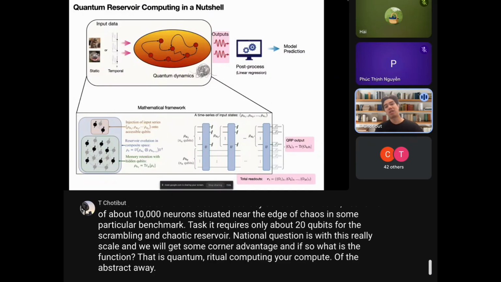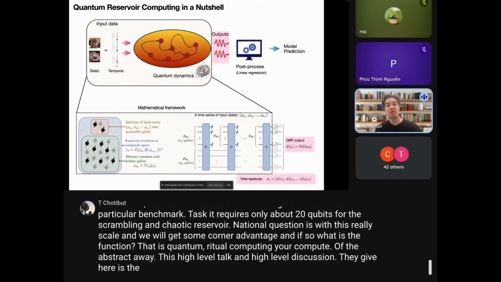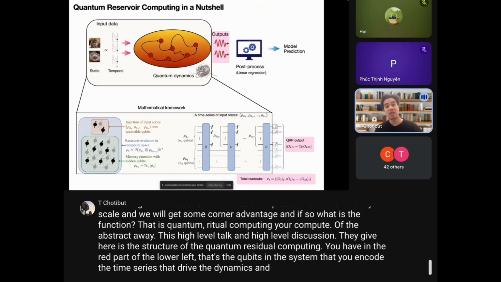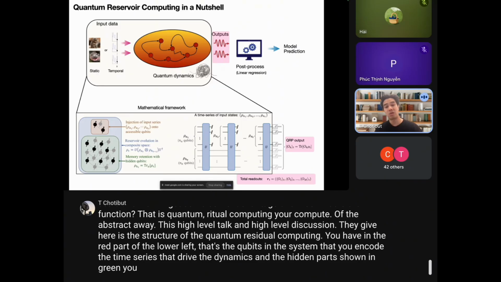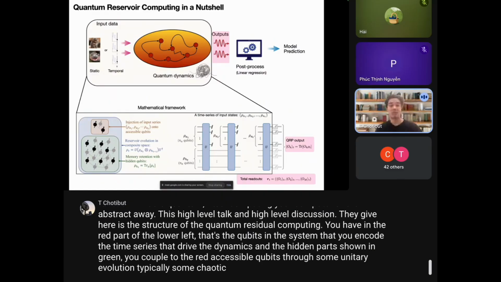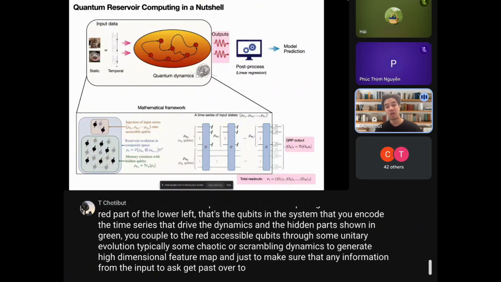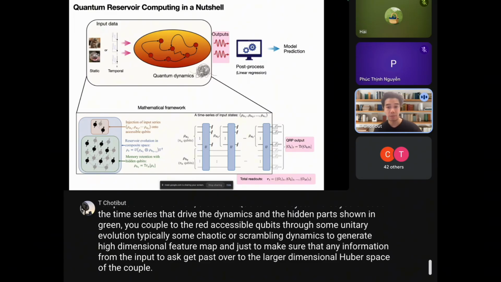To abstract away this high-level discussion I gave, here is the structure of quantum reservoir computing. The red part at the lower left is the qubits in the system that will encode the time series that drive the dynamics, and the hidden parts, shown in green, you couple to the red accessible qubits through some unitary evolution, typically chaotic or scrambling dynamics, to generate a high-dimensional feature map, and just to make sure that any information from input drives gets passed over to the larger-dimensional Hilbert space of the coupled system.